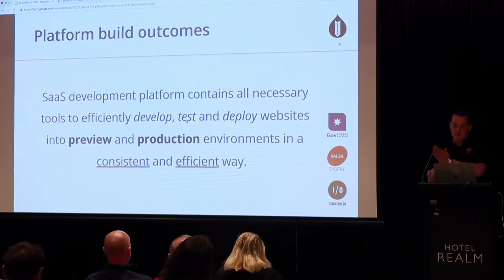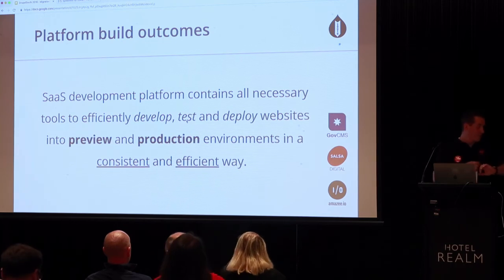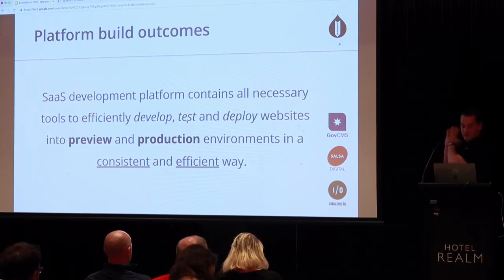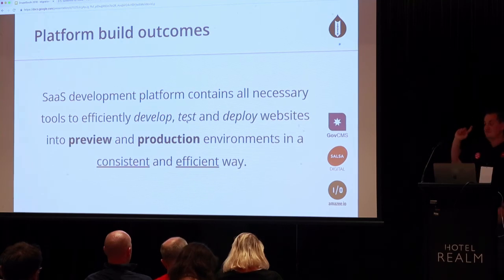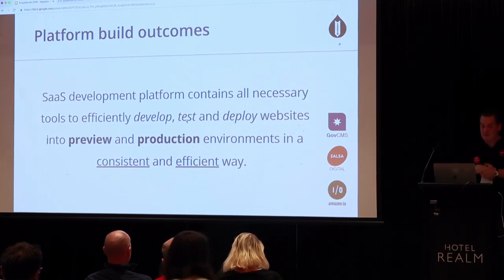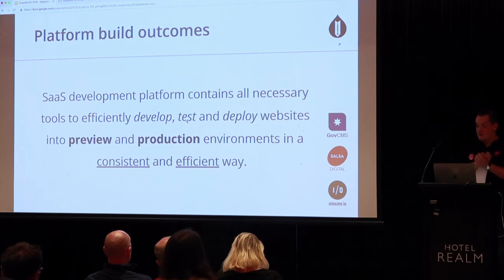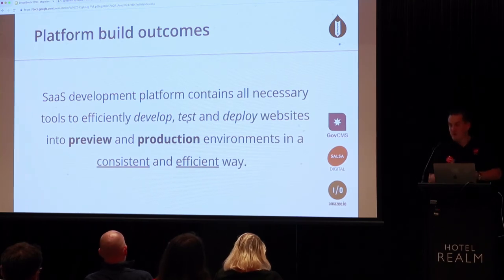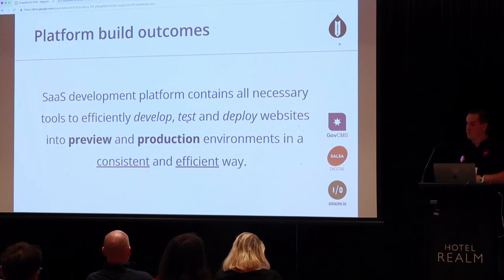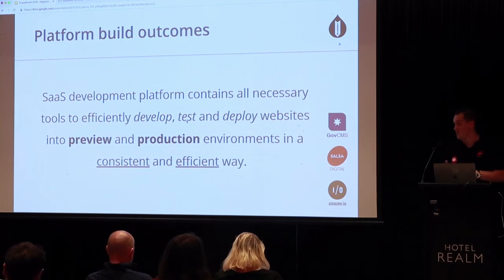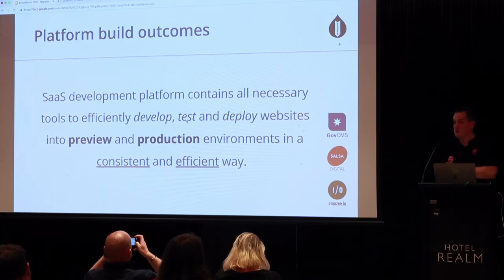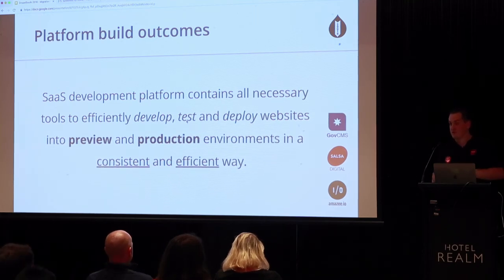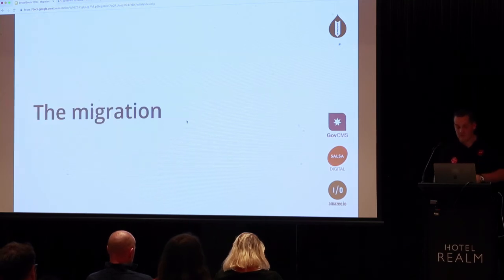So the platform build outcomes: the platform contains necessary tools to efficiently develop, test and deploy websites into preview and production environments in consistent and efficient ways. So basically, to develop, test, and deploy websites, we have provided all the tools. And preview and production environments is something that Lagoon provides out of the box with those unique URLs, so basically per-branch URLs. And in a consistent and efficient way, we do have CI, we do have the tests, so you can always make sure that your site is what we're saying.